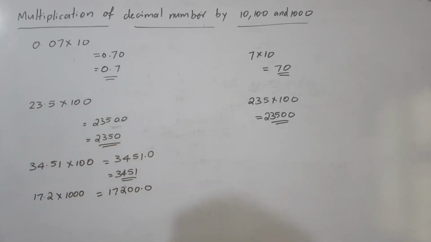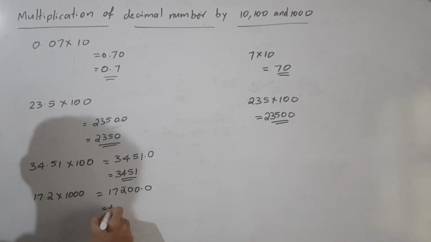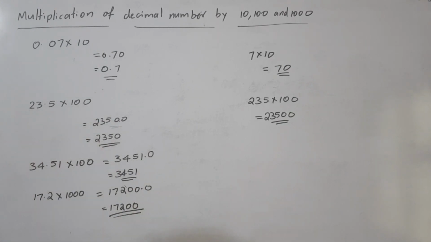Then 17200.0. That means 17,200.0 is equal to 17,200. 17,200 is the answer. One more example.